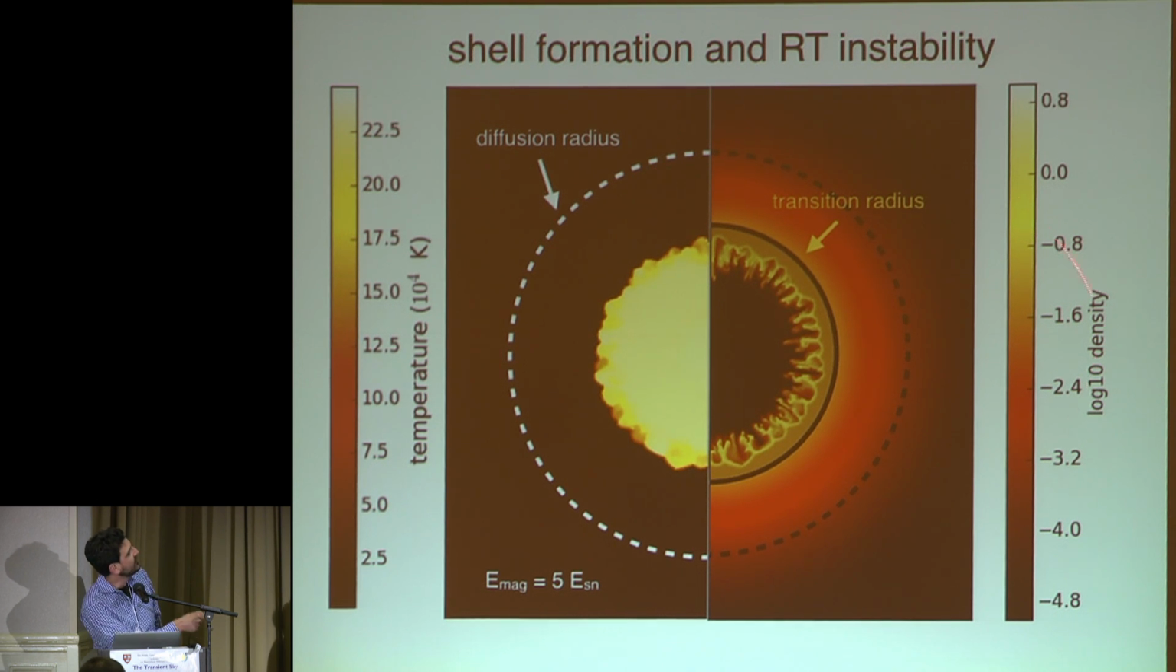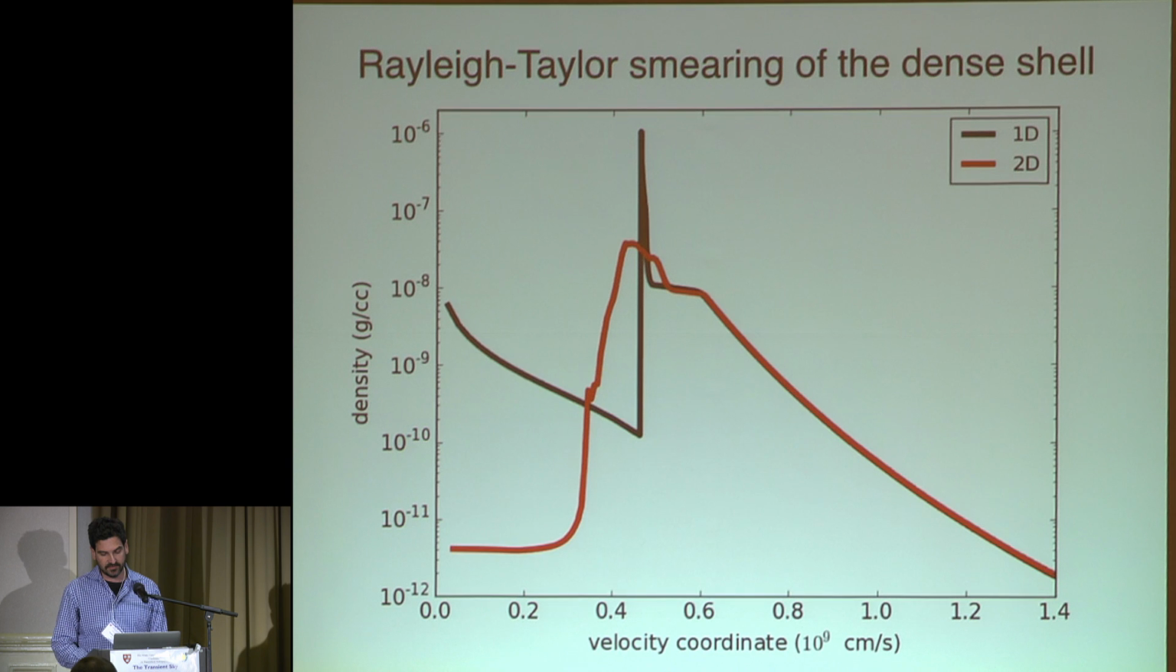And then there's also this diffusion radius, where radiation can actually diffuse out faster than the shock can move. And so once this shock shell reaches the diffusion radius, that's where you expect some radiation to break out. And of course, that diffusion radius is moving in time as the shell is moving out. If you look at the difference between 1D and 2D models, qualitatively you have the same picture.